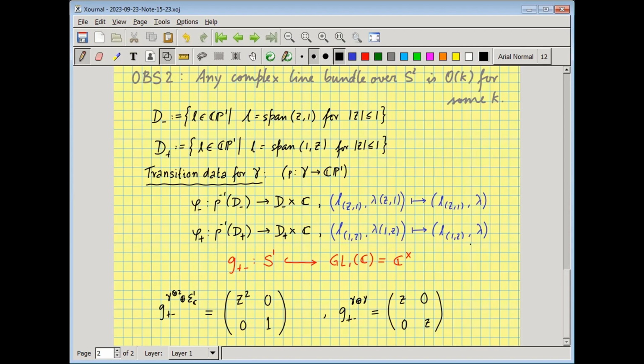My claim is that these two transition data are homotopic because you have one map from S1 to GL2C and another map from S1 to GL2C. I'm claiming that these two maps are homotopic, and hence the bundles formed out of these two, which you already know, are actually going to be isomorphic. Okay, that's the claim that I'm going to make, and I'll write down a short proof of that. Are there any questions so far? Okay. Let me move on to the next page.